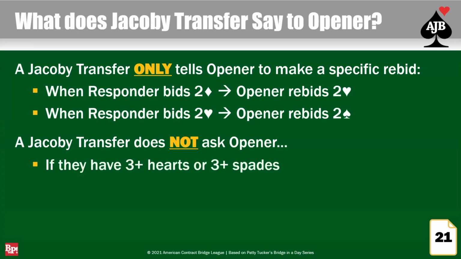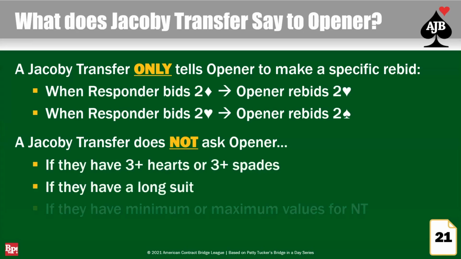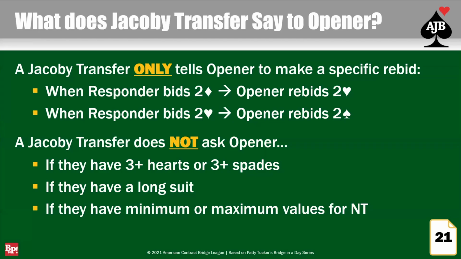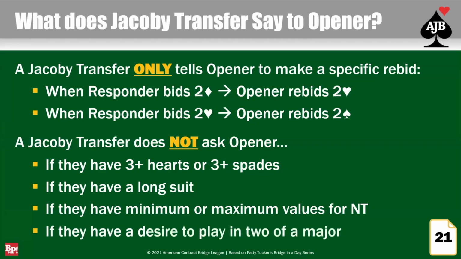It doesn't ask, do you have 3 hearts or 3 spades? Doesn't ask, do you have another long suit, or if they have minimum or maximum values for no trump. If they want to play in that major, it just simply says do this. And responder's second bid will tell opener more about their hand.